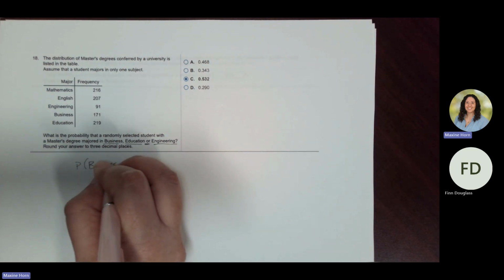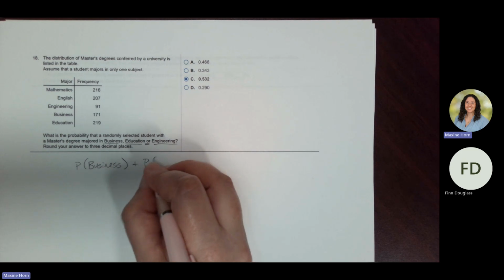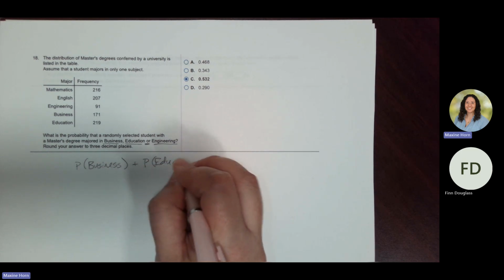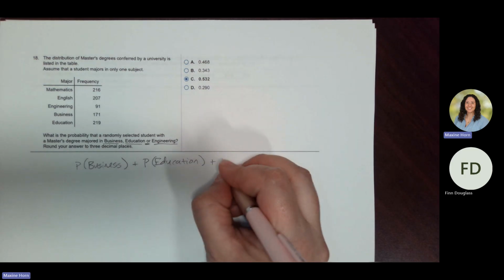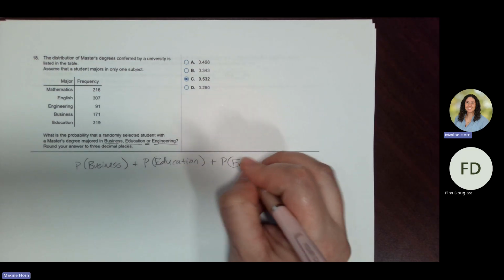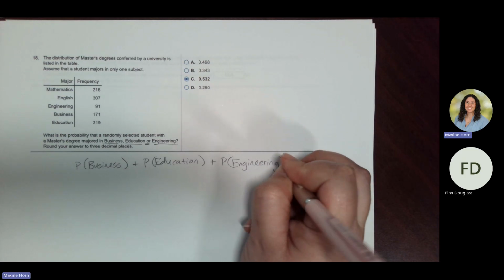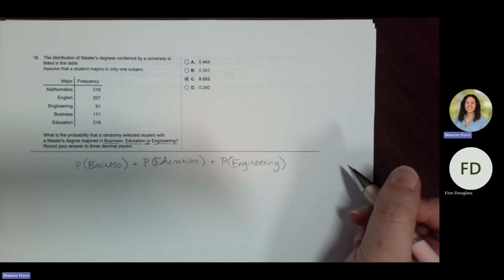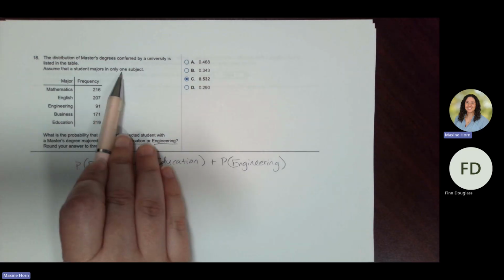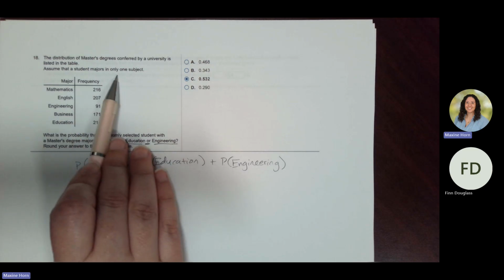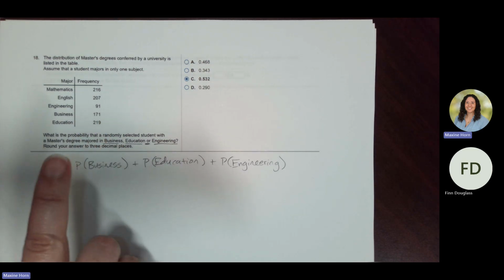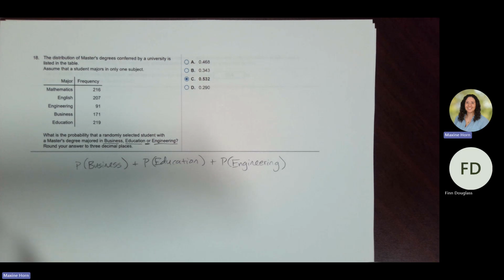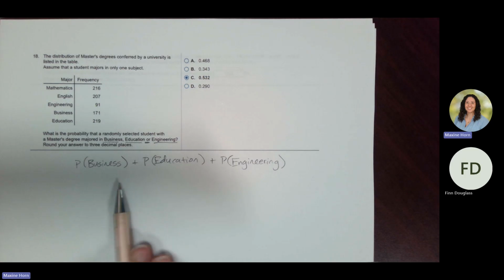So we have the probability that they majored in business plus the probability that they majored in education plus the probability that they majored in engineering. And I'm not going to get into the whole what we would subtract here for 2 reasons. One, because they've told us specifically there is no overlap. Everybody is only majoring in one thing. There's no double majors or triple majors or anything like that. Everybody is only one subject. So there is no overlap. You're either this or you're this or you're this, but you're never 2 of those.